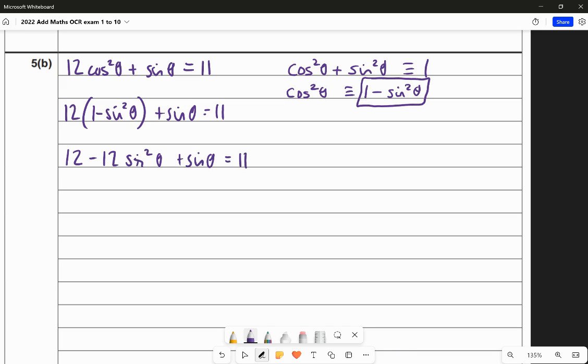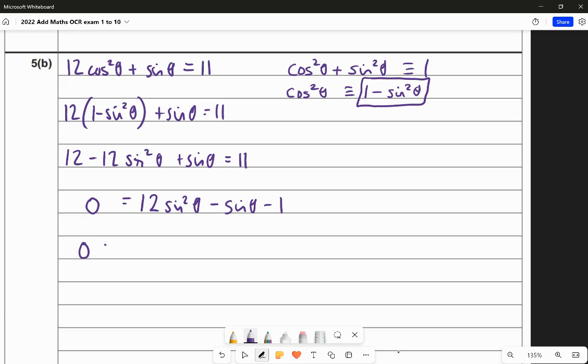Solving a quadratic equation is useful if I have an equation equaling 0. I like having a positive amount of the squared function. So I'm going to add 12 sine squared theta. So I'm going to make the left side 0 by subtracting 12, adding 12 sine squared theta, subtracting sine theta, and I get this. So 0 equals 12 sine squared theta minus sine theta and minus 1. Because the 11 take away 12 is negative 1.